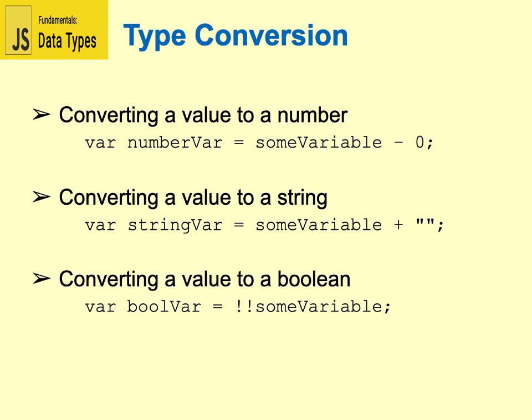Converting a value to a boolean, use a double exclamation mark before that particular variable. For example, x is equal to 12, you need to make that x a boolean value, you need to write double exclamation x, that will make that value or variable a boolean value.